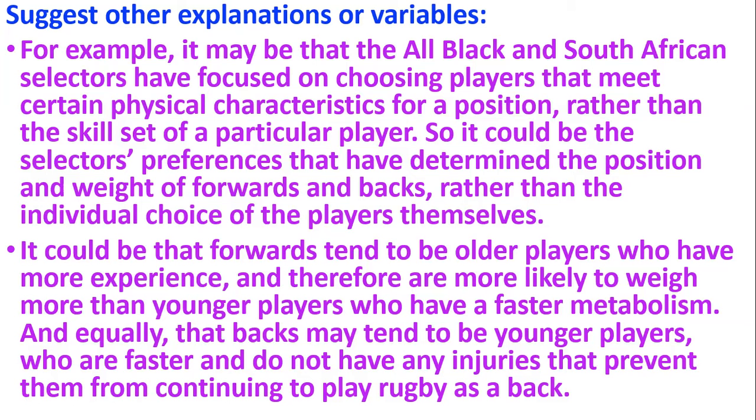And it could be also that the forwards tend to be the older players, and we know as we get older we tend to get slower. The younger we are, the faster we are, so it may be that the forwards are the older players. They've got more experience and more likely to weigh more because our metabolism slows down as we get older, and we don't eat as well as we get older. When we're younger, we put more energy and we don't get injured, so we keep our fitness levels up higher. So maybe the backs are the younger players and therefore are faster and weigh less. So that's another possible explanation for why we found a difference in the median weights.